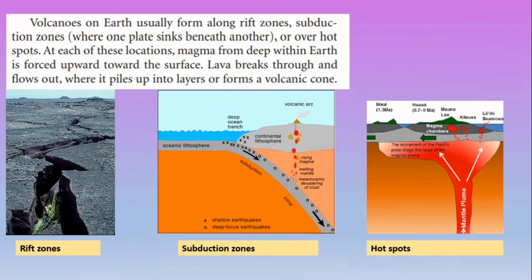Volcanoes on Earth usually form along rift zones, subduction zones, where one plate sinks beneath another, or over hotspots. At each of these locations, magma from deep within Earth is forced upward toward the surface. Lava breaks through and flows out, where it piles up into layers or forms a volcanic cone.